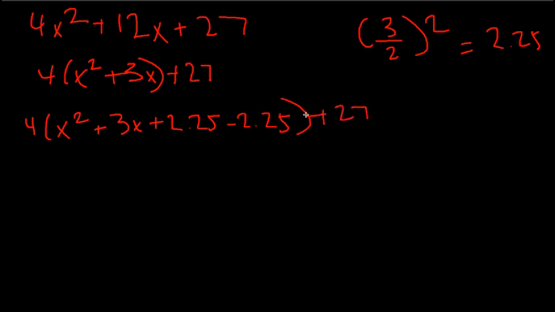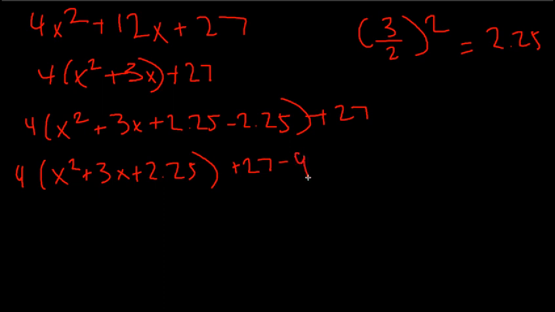So now we have to factor out the last number in the bracket, but now we also have to multiply that by the number that's in front. So negative 2.25 times 4 is equal to negative 9. So now this is equal to 4 times (x squared plus 3x plus 2.25), our perfect square trinomial, plus 27 minus 9. And as we know, this will be the minimum value of the parabola. 27 minus 9 is 18. So yeah, our minimum in this case would be 18.